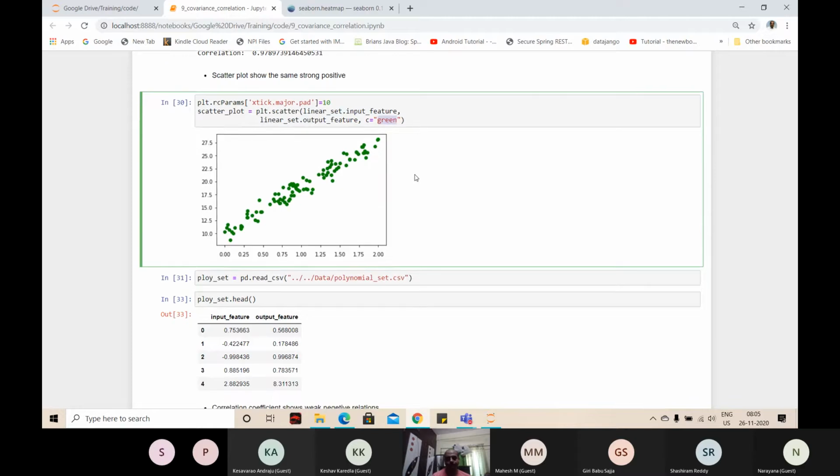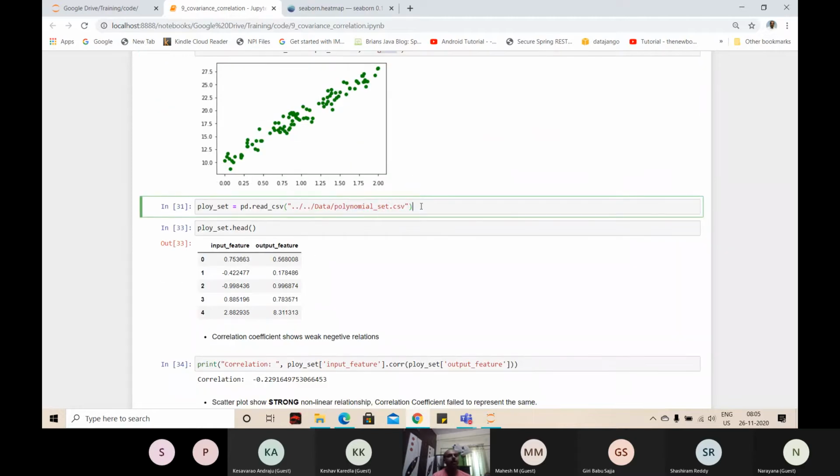Color I gave green. And then I have taken a polynomial data set. What is a polynomial equation? Do you remember? Y equal to mx plus c is a linear equation. That is an equation for a straight line. Y is equal to x square is a parabola. Y is equal to x cube is going to be like an S. Okay, so they are all polynomial.